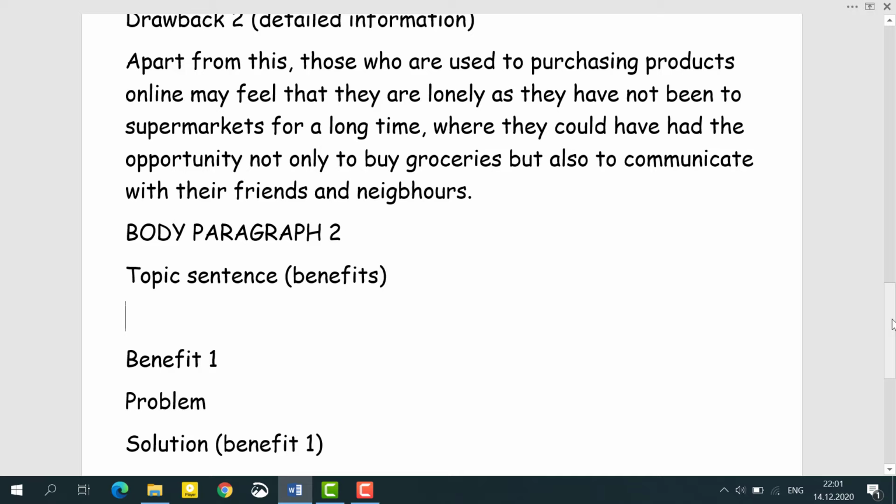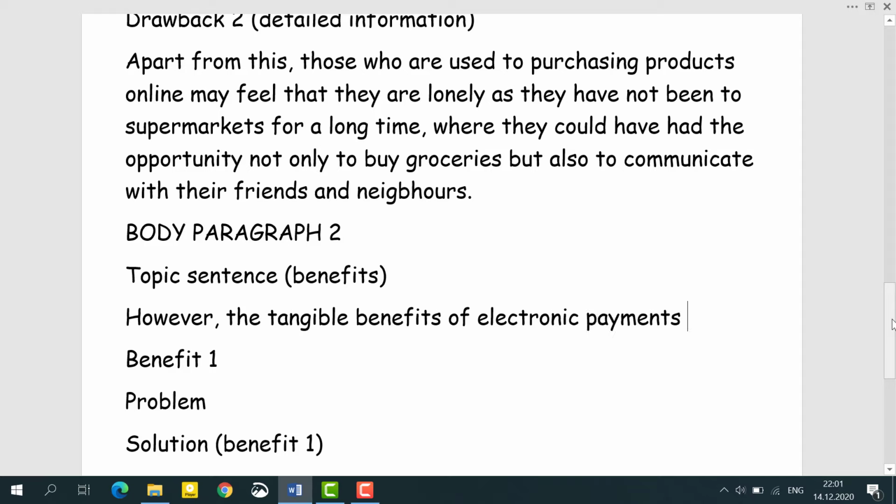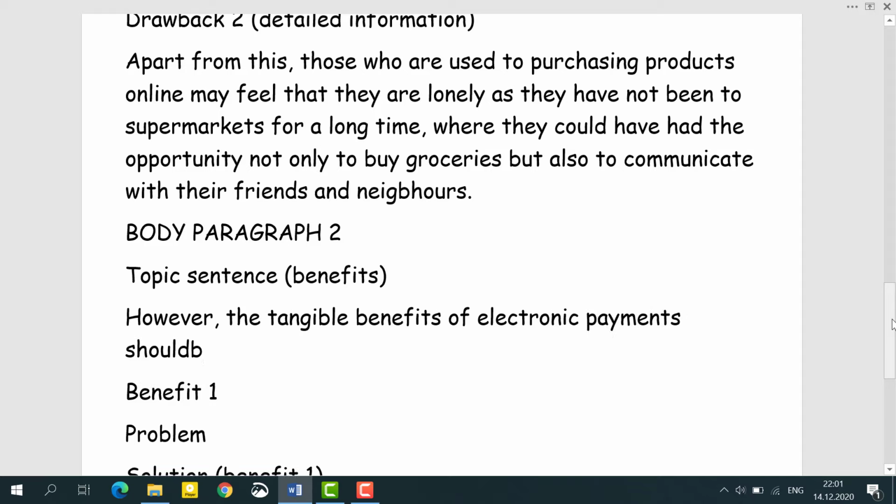Okay, so how can we do it? Now, first of all, I need to make a link between this paragraph with the previous paragraph. I can write something like however, which means but. The tangible benefits of electronic payments should not be overlooked. That's it. It's a very nice and beautiful topic sentence.